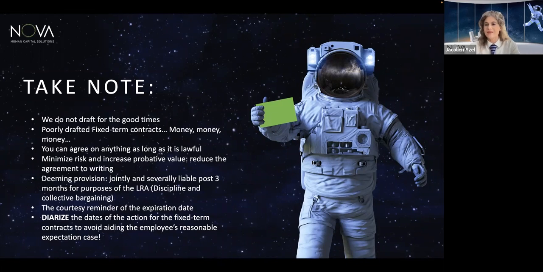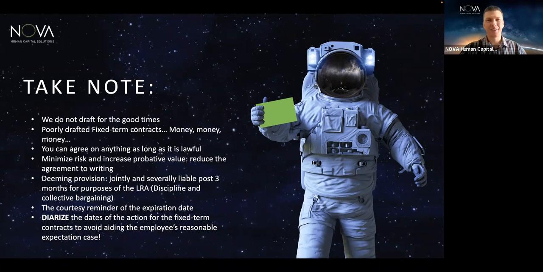Don't use other tools in the law to try and get rid of people if they're not doing what they're supposed to do. Use the correct tools for the specific scenario. So if it's a probation situation, follow the proper probation process. If there's not really a need for a fixed term, don't go there. Don't use it.